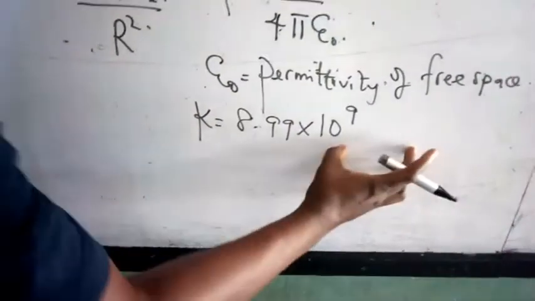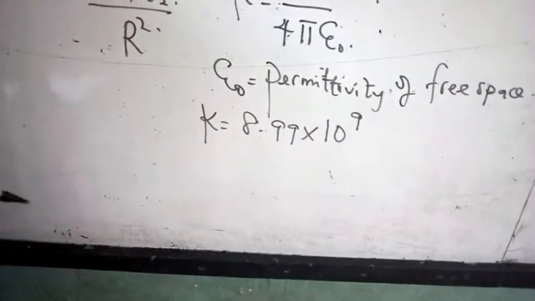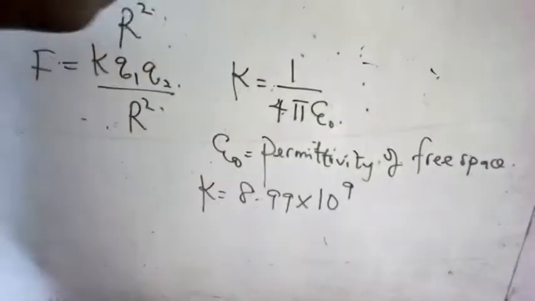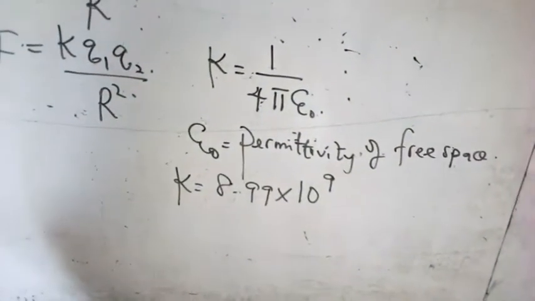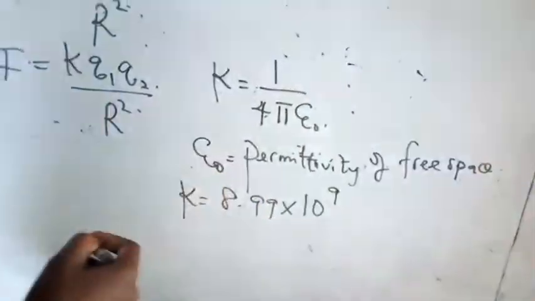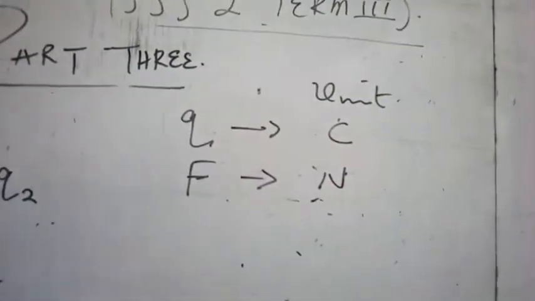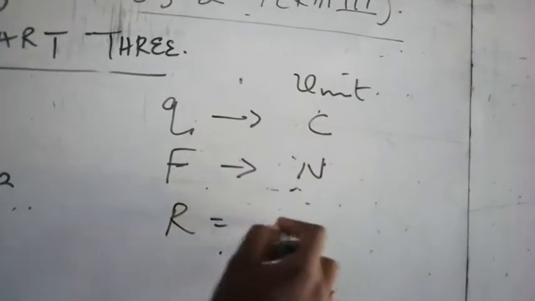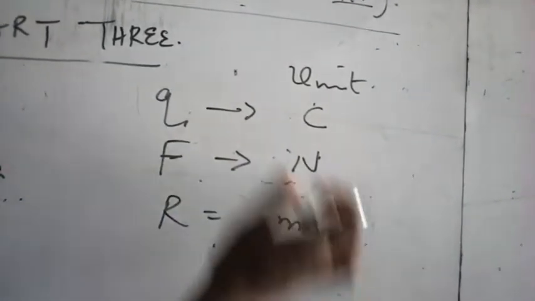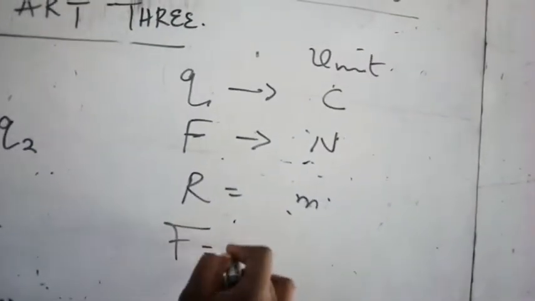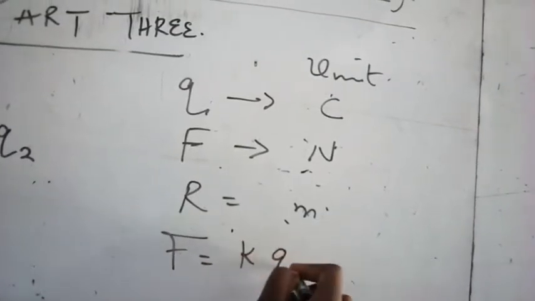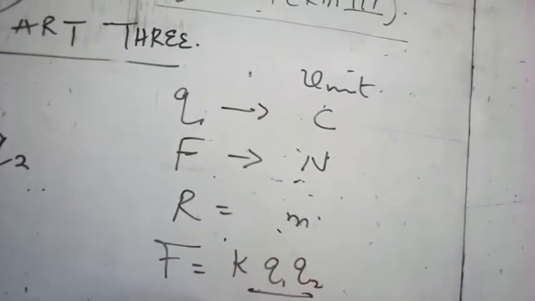So for us to get the unit, how do we get the unit? We know that our Q is charge, the unit is coulombs. What's the unit for force? Newton. What's the unit for distance? Meter. So let's put this there. We have F equals K Q1, Q2 over R squared.